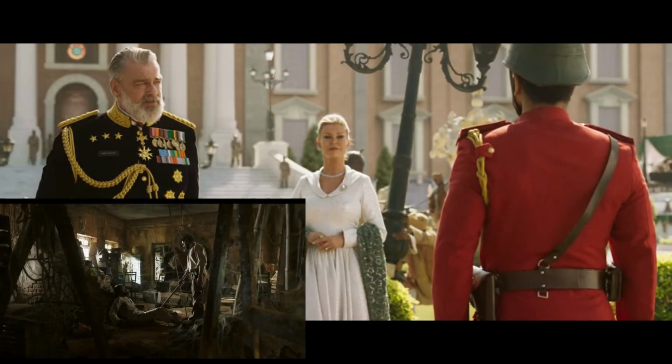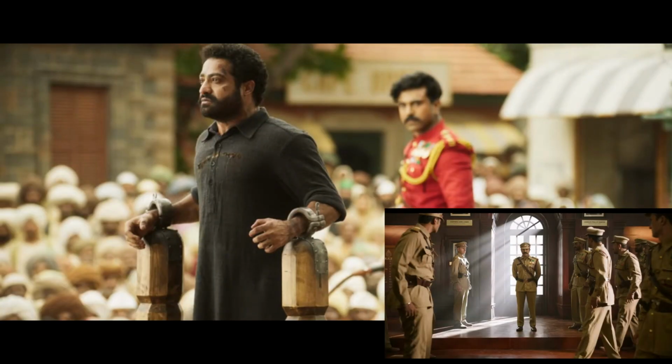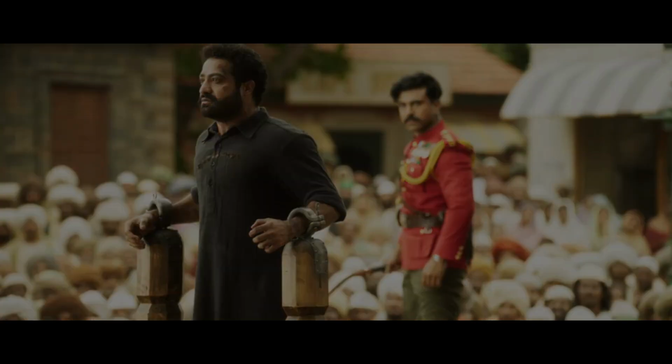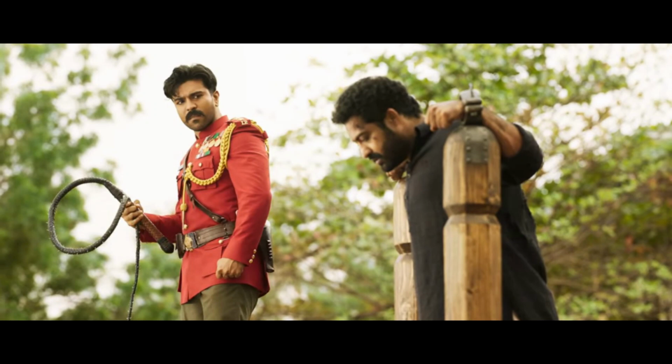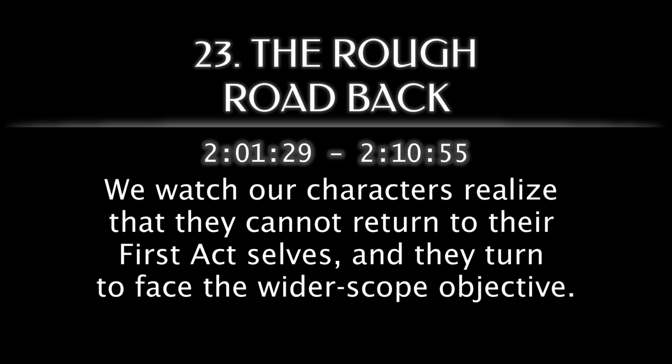He tries to reconcile his brutal actions against his own people, yet affirms his British loyalty by publicly whipping Beam, which forces us into a brief event that robs our protagonist of seemingly any hope of success. Catherine provides a spiked whip, elevating the punishment into cold-blooded torture, without any option for Rom to end the abuse of his friend. We watch our characters realize that they cannot return to their first act selves, and they turn to face the wider scope objective.